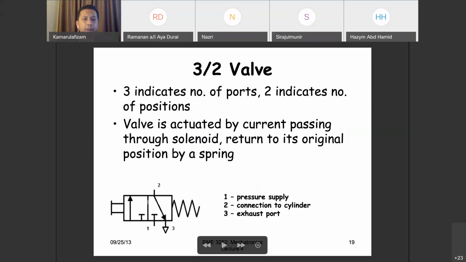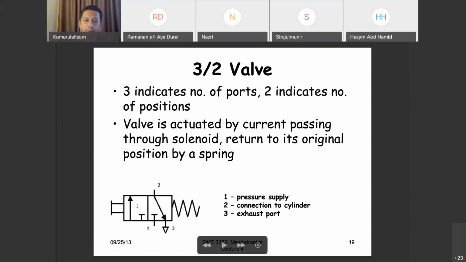2 keadaan meaning you have 2 square boxes. This is initial state. Dalam initial state, liang yang pertama is obstructed, di block. Dalam initial state ada flow daripada 2 ke 3. Okay, dalam keadaan dia seketul macam tu, tanpa you bagi supply electric power, dia dalam keadaan macam ni, as we may have seen. Valve, kotak ni, if we have seen dalam valve, kotak ni akan represent the number of state. In this case ada 2 state.